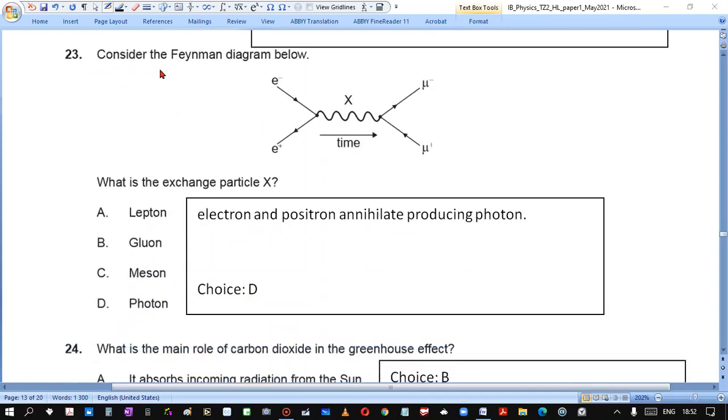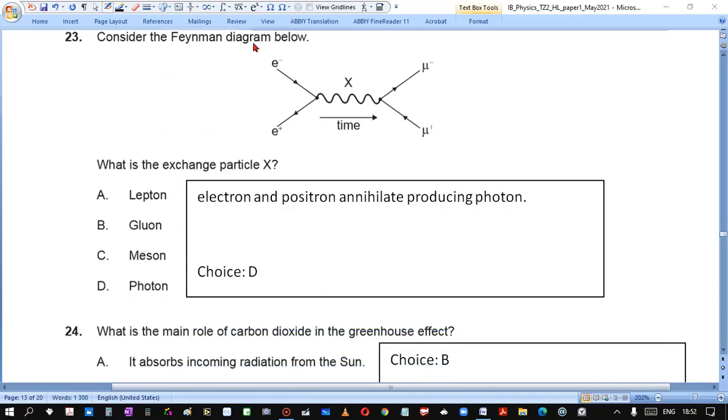Question 23. Consider the Feynman diagram below. What is exchange particle X? Actually, when we have two antiparticles, electron and positron, they meet and annihilate, producing photons. Then photon changes into two other particles. So this is photon.